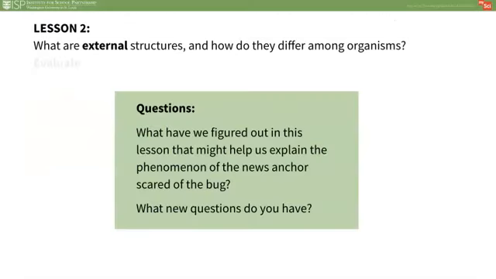To close out this lesson, refer back to the unit's anchoring phenomenon about the news anchor reacting to a bug. Take a moment to have students reflect on their learning from Lesson 2 and how it relates to this phenomenon. Students may respond that humans have external structures like skin and eyes that allow them to survive by seeing or feeling dangerous objects. The news anchor was using his eyes to see the bug.